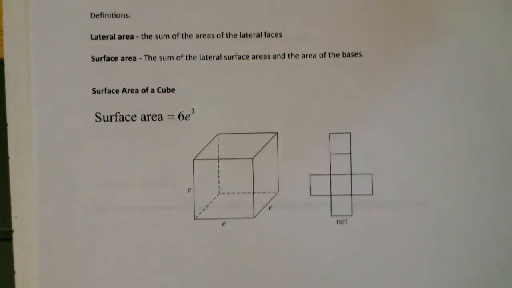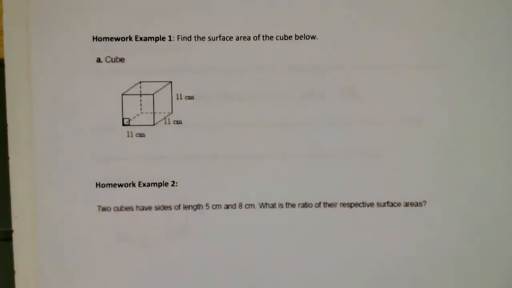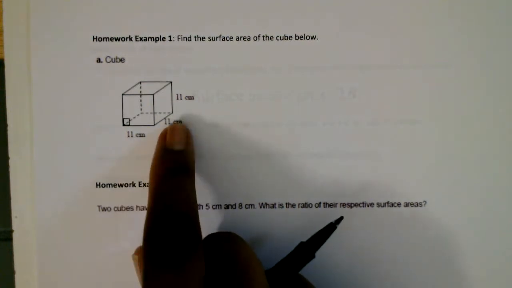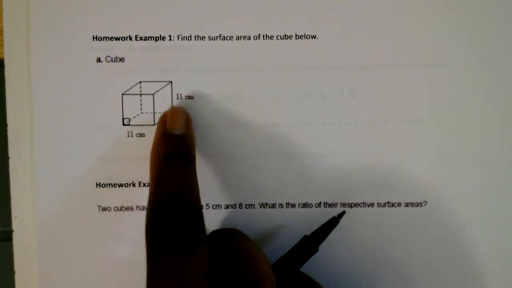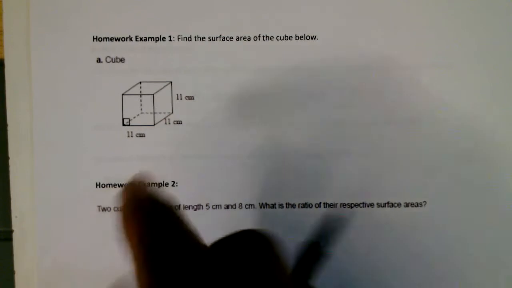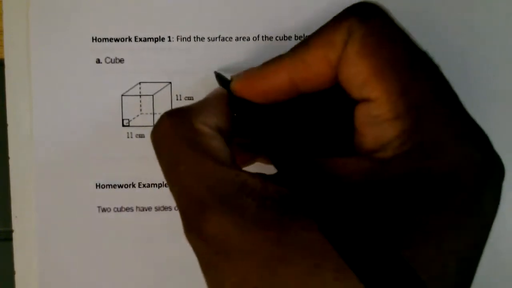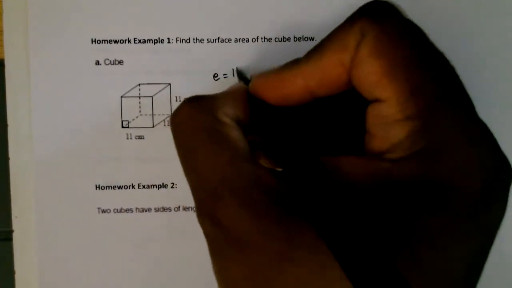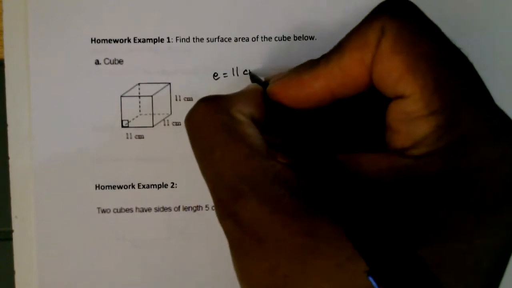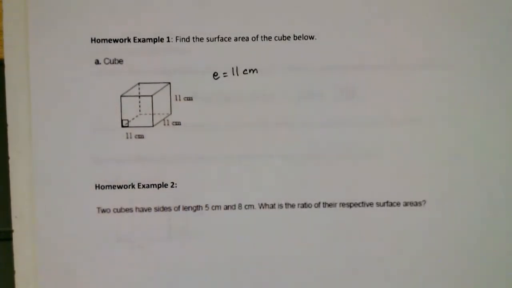So if you look on the next page, you're going to see one example that deals with just calculating the surface area of a cube. And in this case, you can see that each edge has a length of 11 centimeters. So your e, which is your edge, will be 11 centimeters.